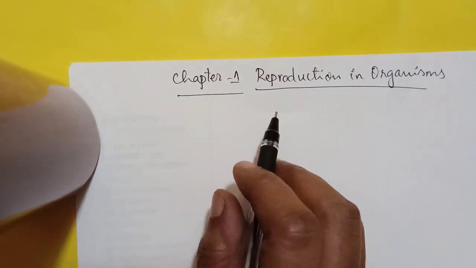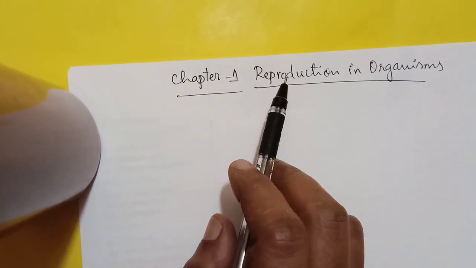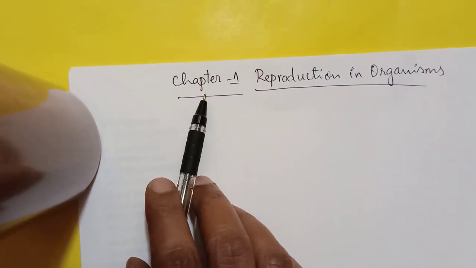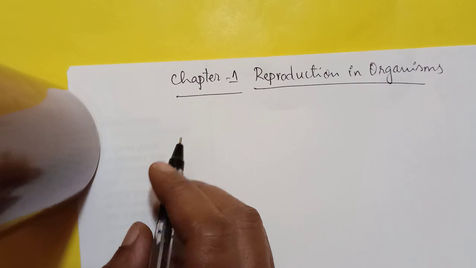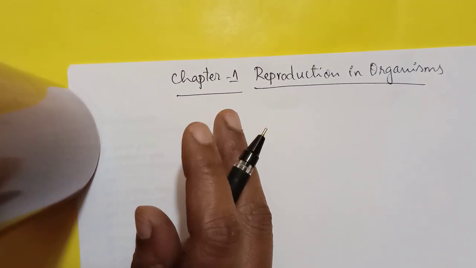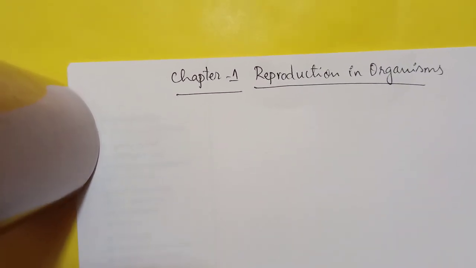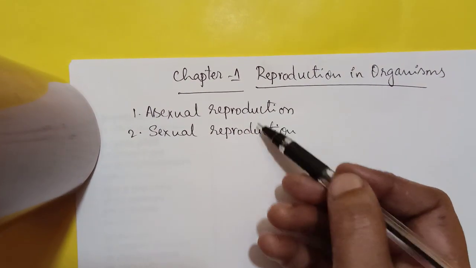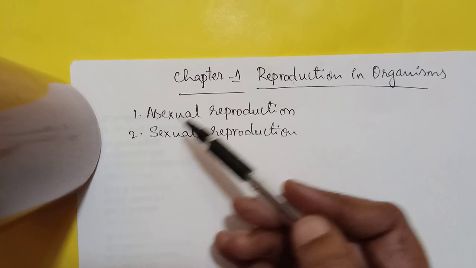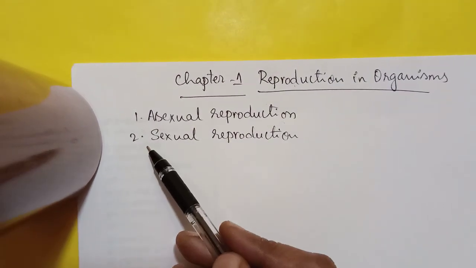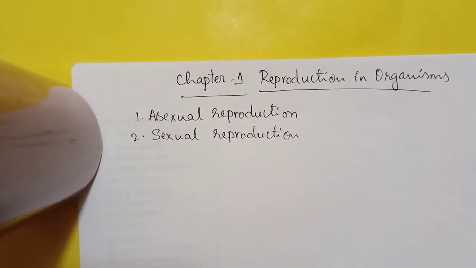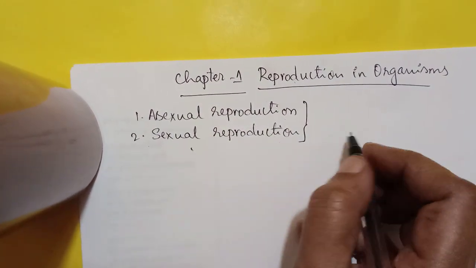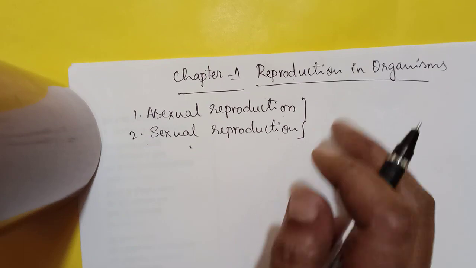Dear students, in this video we are going to study about reproduction in organisms, which is the first chapter of your second PUC biology syllabus. In this chapter we will study in detail about two topics. One is sexual reproduction and another one is asexual. So these two are the types of reproduction. Before going in detail with these types, I will give you an introduction about this topic.